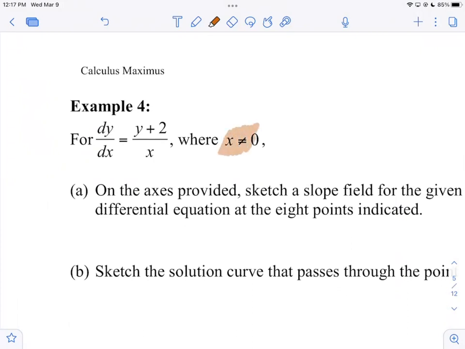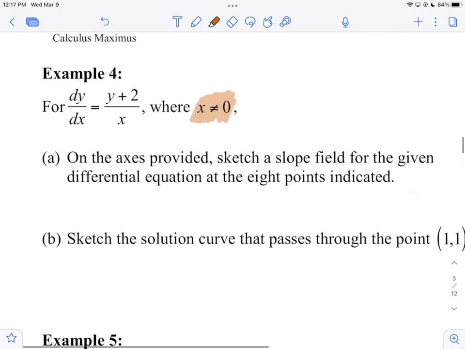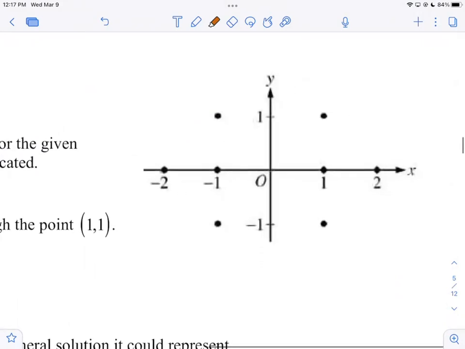That's kind of an important thing. If they ever warn you about x not equaling a number or y not equaling a number, it's probably because it's not supposed to be that number, and it may come back to bite you if you don't remember that. All right, so part A, on the axis provided, sketch a slope field for the given differential equation at the how many points? 8 points indicated. All right, let's see. 1, 2, 3, 4, 5, 6, 7, 8.